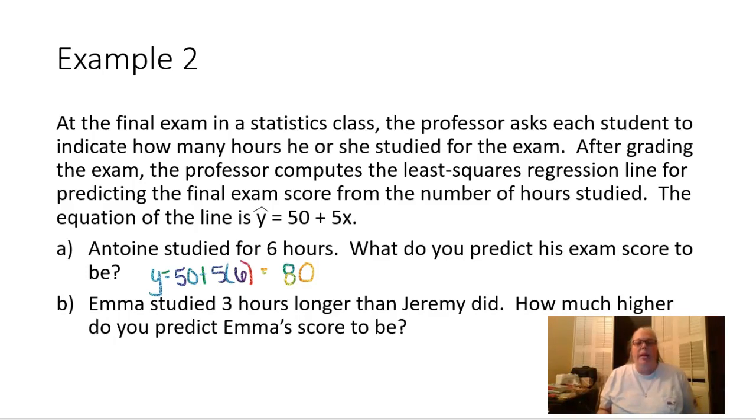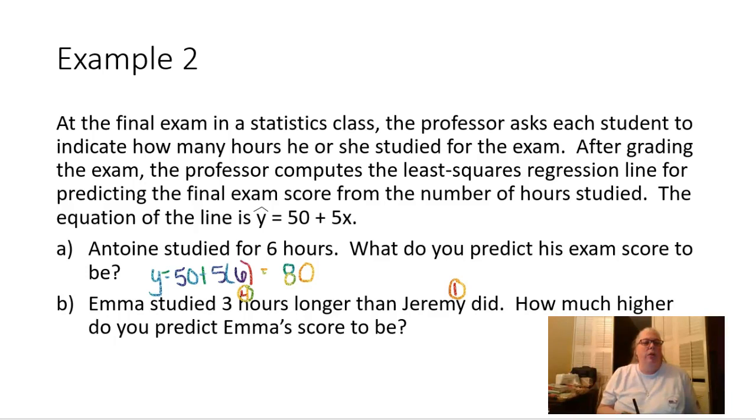All right, part B. Emma studied 3 hours longer than Jeremy did. How much higher do you predict Emma's score to be? Now, we can do this a couple of different ways. We can pick any number we want for Jeremy's study time. So we can say maybe Jeremy only studied for 1 hour, and then that means Emma studied for 4 hours because she studied 3 hours longer than he did. And then we can put both of those into our model right here, and then we can subtract the scores, and we'll know how much higher we predict the scores to be.